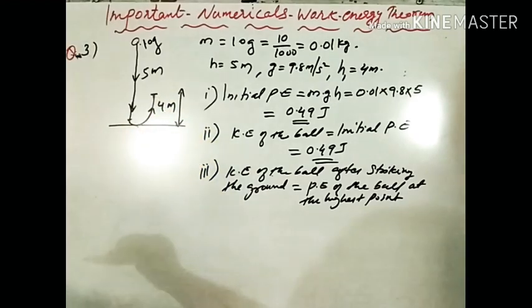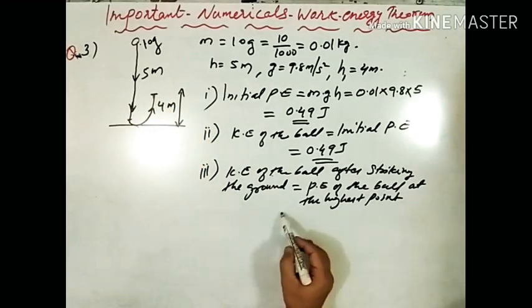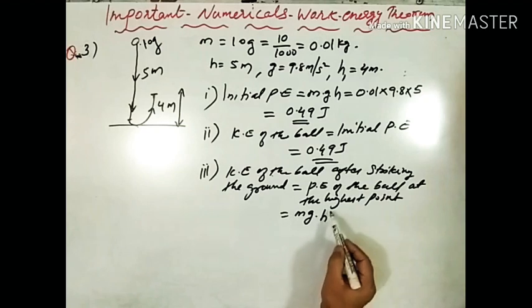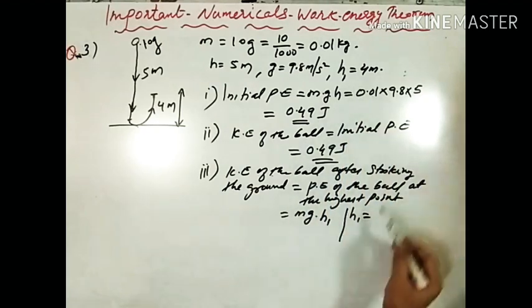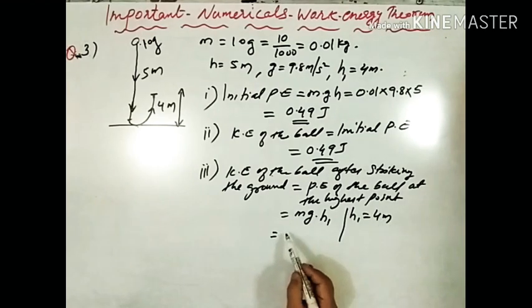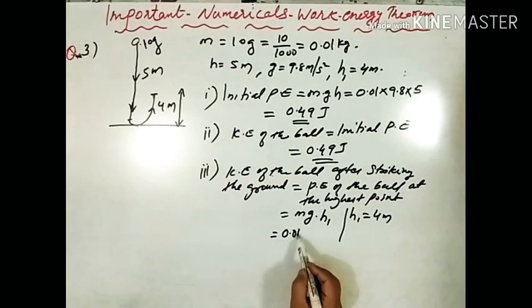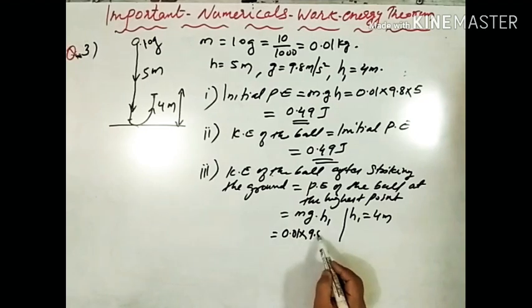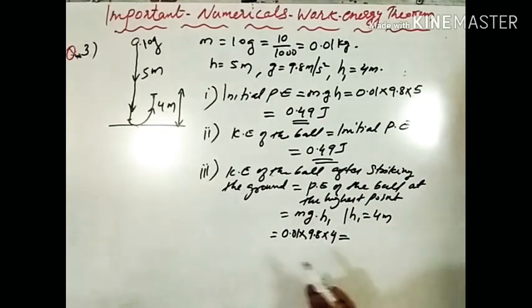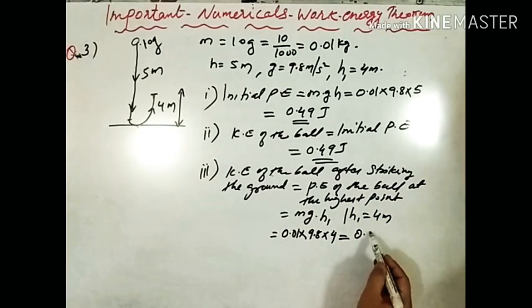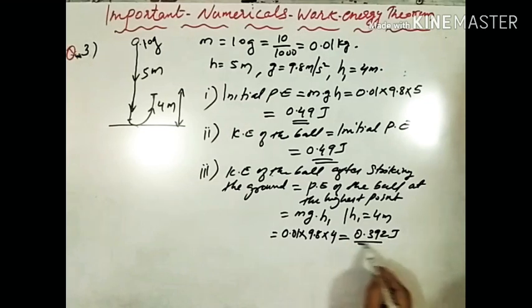after rebounding. So that is equal to mgh1, where h1 is equal to 4 meter. So that's equal to mass 0.01 into g, 9.8 into 4. Solve it and see, we are getting 0.392 joule. Multiply it very carefully. So that is the kinetic energy of the ball after striking the ground, 0.392 joule.